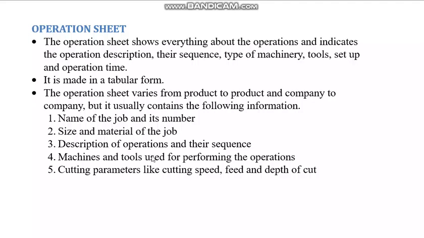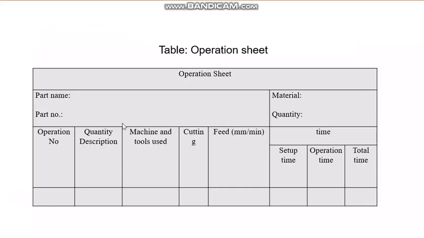Then the description of operations and their sequence, that also it will have. That operation sheet will have the description of operations and their sequence. Normally the sequence will be there always. That means which comes first, which comes next. Then the machines and tools used for performing the operations, all that also will be listed. Then cutting parameters like cutting speed, feed, depth of cut, these things also our operation sheet will contain.